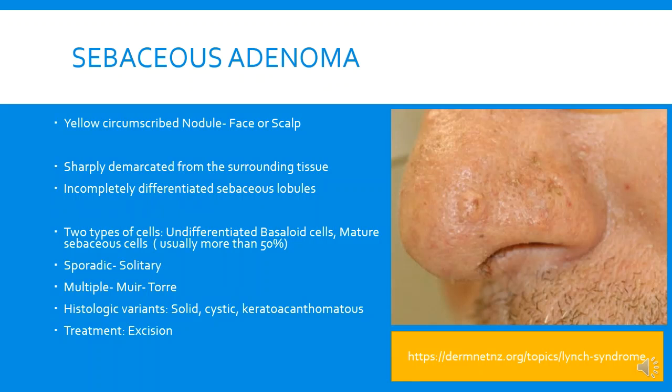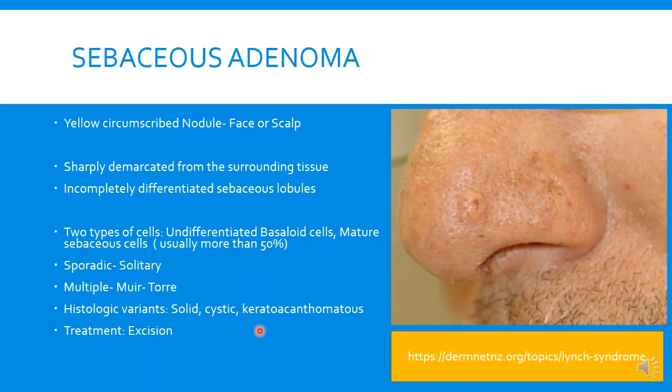Sebaceous adenoma. In contrast to sebaceous hyperplasia, which is usually multiple, sebaceous adenoma presents as a solitary lesion. It is a yellowish circumscribed nodule on face or scalp, which is sharply demarcated from the surrounding tissue. It comprises incompletely differentiated sebaceous lobules. There are two types of cells in sebaceous adenoma: undifferentiated basaloid cells and mature sebaceous cells. Mature sebaceous cells constitute usually more than 50% of cells, and the polarity is maintained. That is, sebaceous cells are present in the center, whereas the basaloid cells are seen only in the periphery.